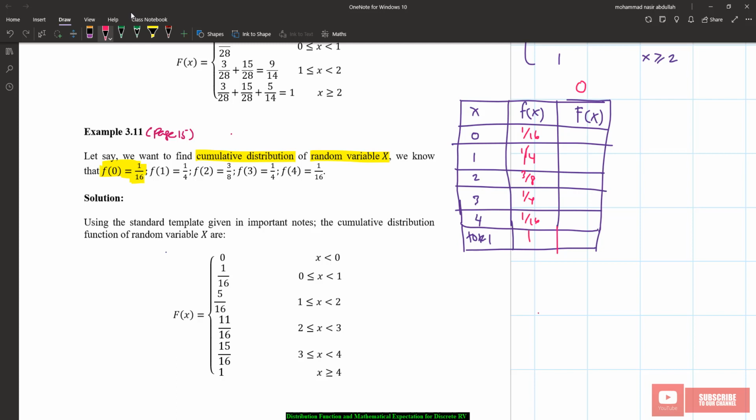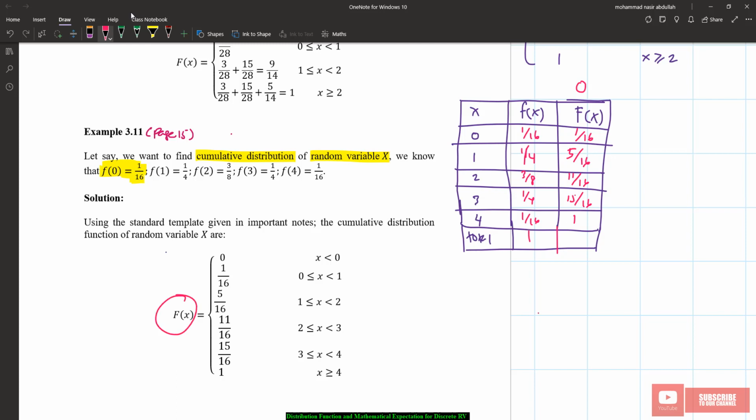And the cumulative frequency starts before the first class. So this is 0 plus 1 over 16, this is 1 over 16. This is 1 over 16 plus 1 over 4. I hope this calculation is correct. 5 over 16, 11 over 16, 15 over 16 and equal to 1. Right? So we do it like this.